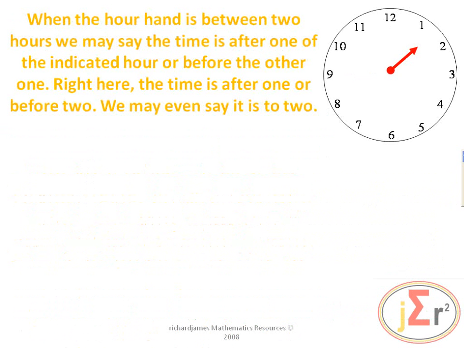When the hour hand is between 2 hours, we may say that the time is after one of the hours and before the other. Right here, the time is after 1 or before 2. We may even say that it is to 2. So our hand is not exactly pointing on 1, and it is not exactly pointing on 2. Therefore, we say that the time represented by the hour hand is some time after the hour of 1, and also some time before the hour of 2.